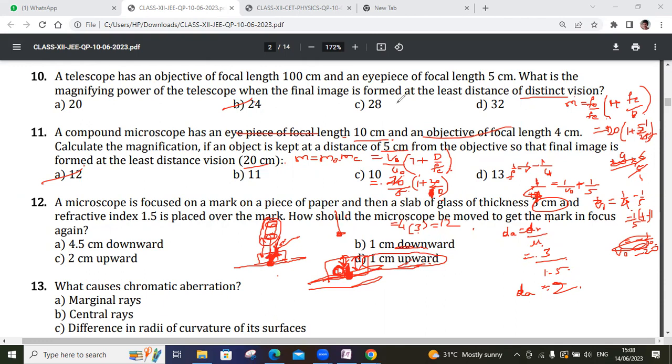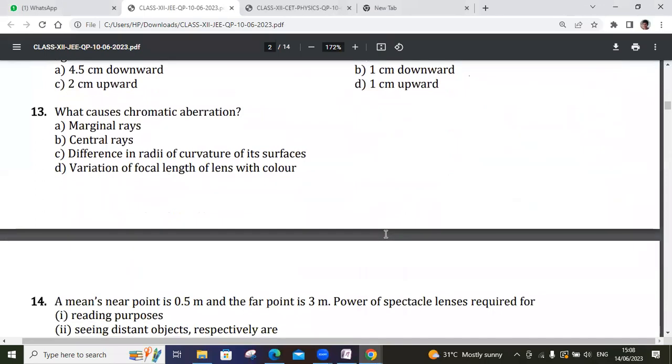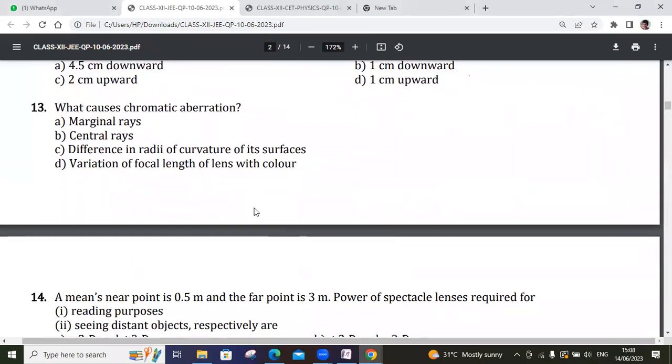13th question. What causes chromatic aberration? Chromatic aberration means, in the image, suppose there is a lens, there is an object here. So in the image, we see some color distortion will be there. Why does this happen? Because of variation of focal length of lens with color.